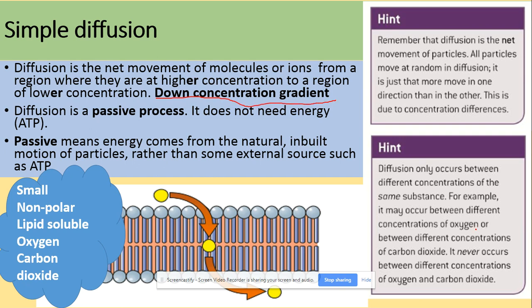So down the concentration gradient, and if at any point you've forgotten and you want to write this down, you can possibly get away with saying from higher to lower concentration, but make sure down the concentration gradient is the one that you will use. Diffusion, as we've mentioned, is a passive process, doesn't require any ATP. So what can actually diffuse through the phospholipid bilayer? Small, nonpolar, and lipid-soluble molecules can pass through the phospholipid bilayer.